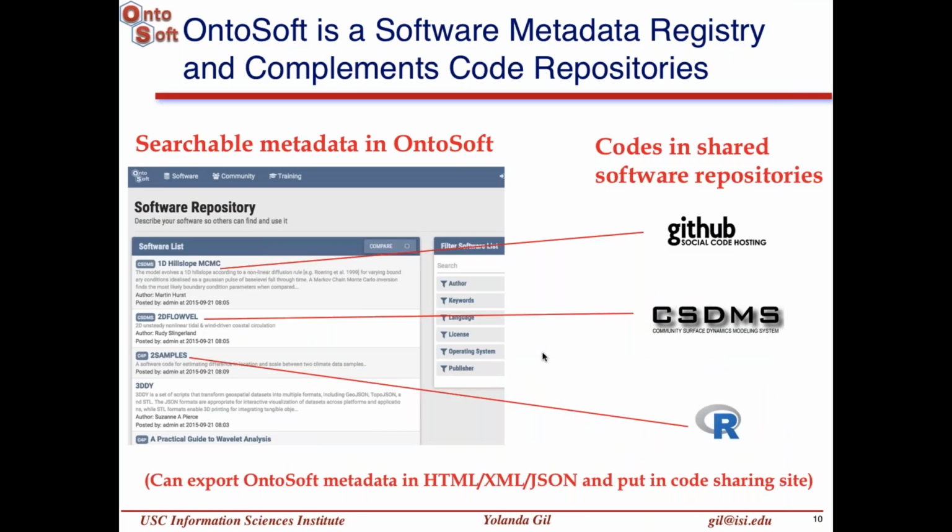So OntoSoft provides a metadata registry for software. It complements code repositories. We don't store any code in OntoSoft. It's just the metadata. The code resides in software repositories, whether it's GitHub or CSDMS or some R repository.